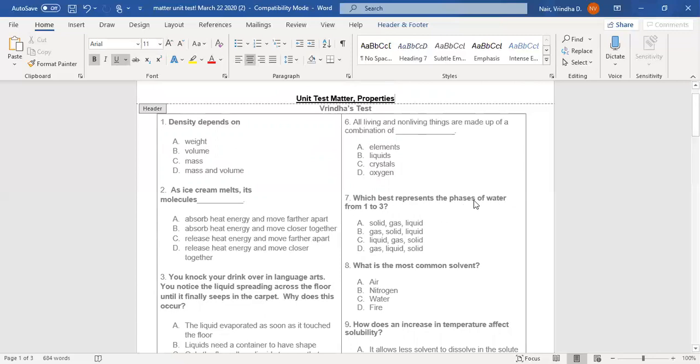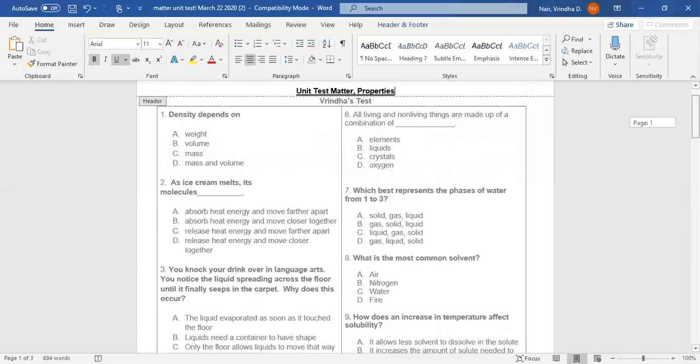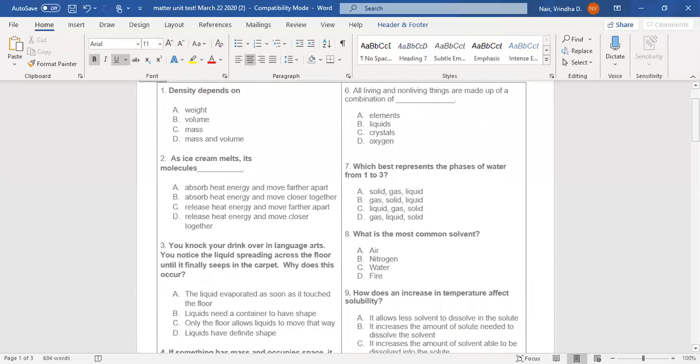Which best represents the phases of water from 1 to 3? Solid, liquid, gas; liquid, gas, solid; liquid, gas, liquid, solid. So which one is representing the phases of water? What is the most common solvent? Is it air, nitrogen, water, or fire?